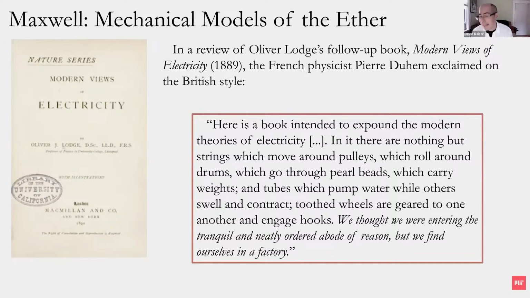Well, this didn't impress everyone. I love this book review. This is the nastiest book review for a long, long time. Here's a review by the French mathematical physicist Pierre Duhem, reviewing Oliver Lodge's book, this Maxwellian book. Duhem hoped he would like it. He also was very interested in electromagnetism, but he just sniffs in this wonderful sneering French way.